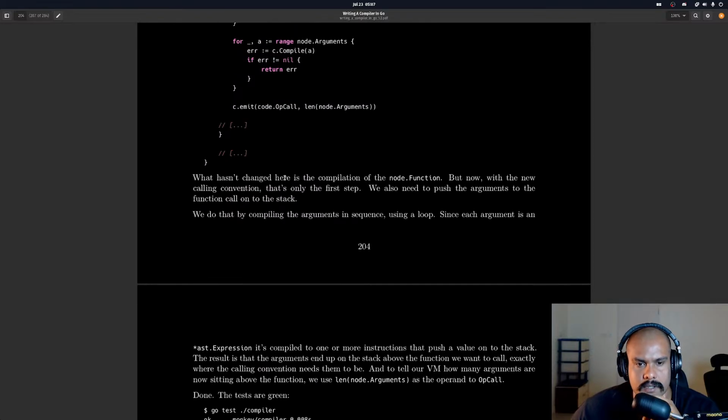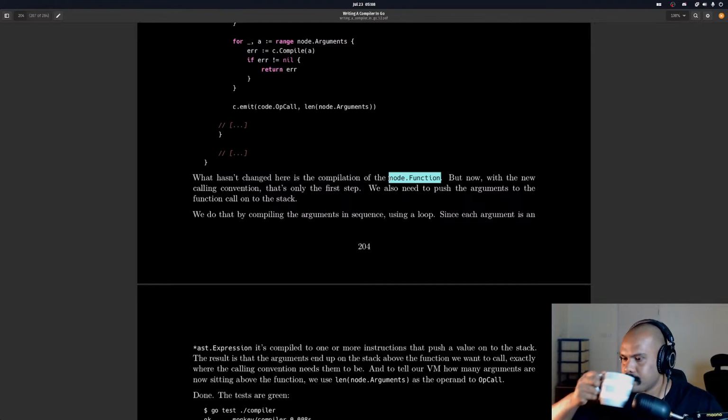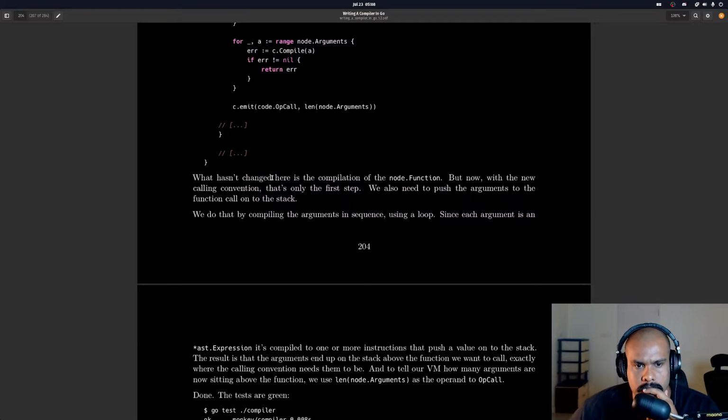What hasn't changed here is the compilation of node.function. I say that because it's not really obvious to construct a syntax tree first. Whoever figured it out, genius, I have to say. What hasn't changed here is the compilation of the node function.